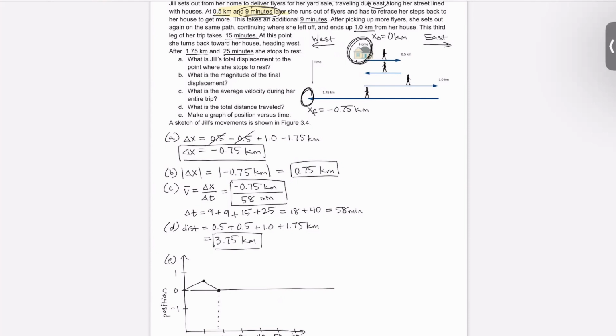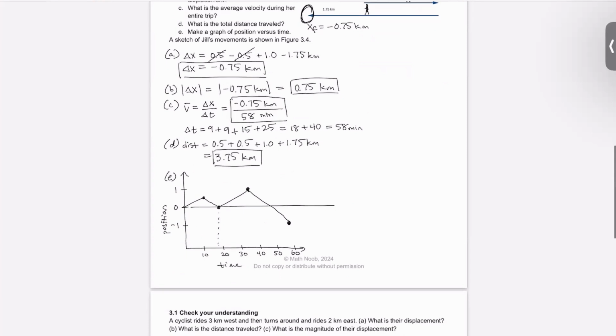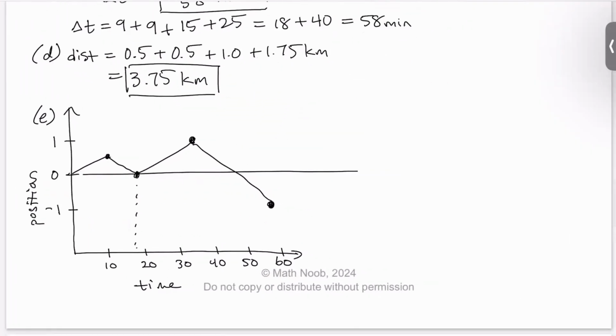And then she travels 1 kilometer in 15 minutes. So 18 plus 15 is about 32-ish. So we're gonna put a point there. And then 1.75 kilometers in the negative direction in 25 minutes. So 25 minutes is gonna be around here. All right. So hopefully this makes sense.